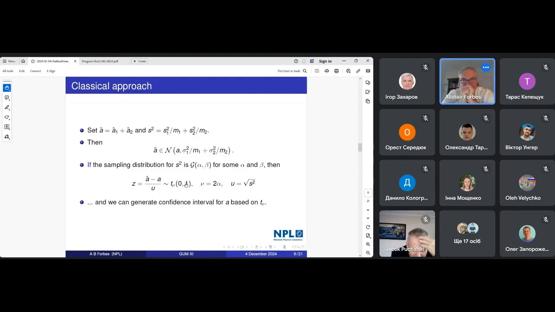We want to know the combined length. In the classical approach, we know that the estimate, A hat, which is the sum of the estimates of each of the quantities, is a draw from a Gaussian distribution. And if we could show that the sampling distribution for S squared, which is the sum here of the sample variances, was a sample from a gamma distribution, then we can go through exactly the same mechanism as we've done for a single quantity and deliver this Z, the statement that this Z is a sample from a t distribution, and on that basis generate confidence intervals for the combined length. So we can use the same approach.